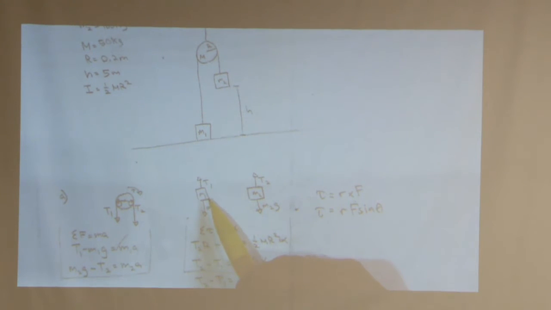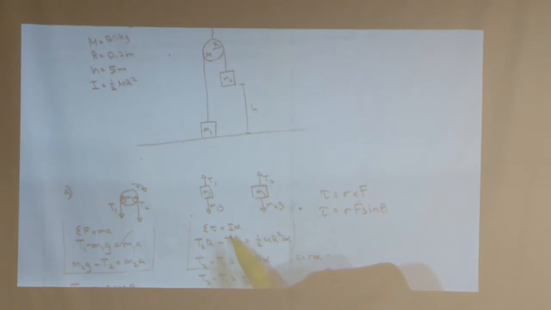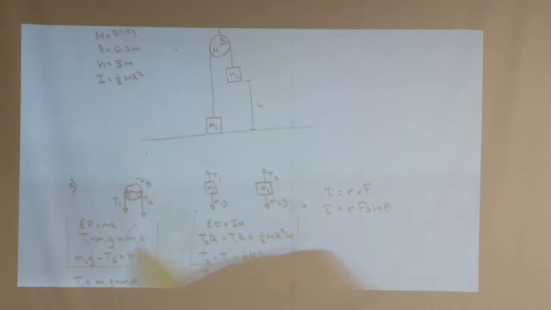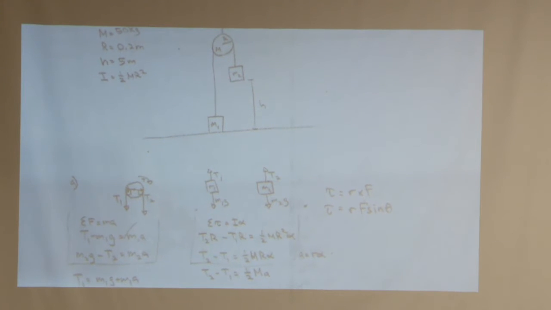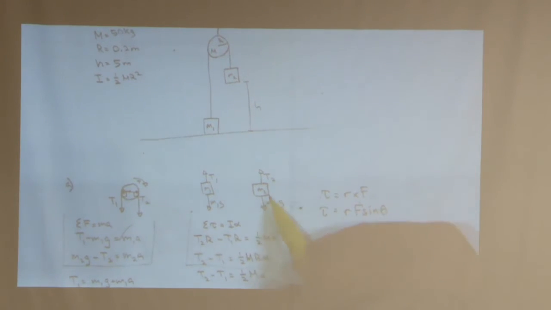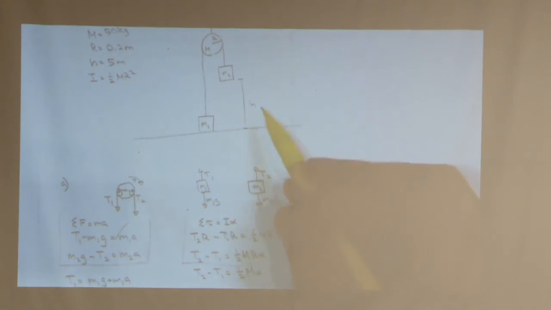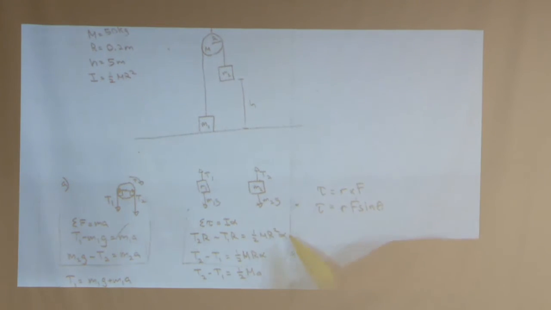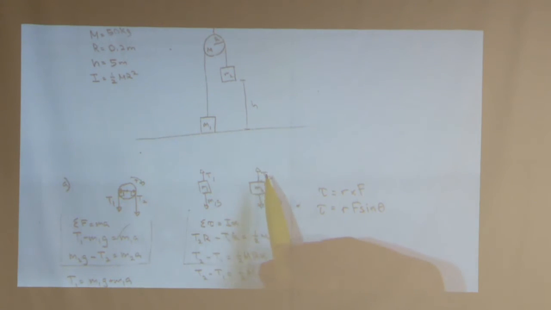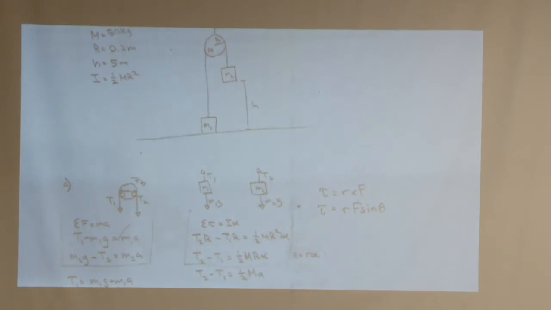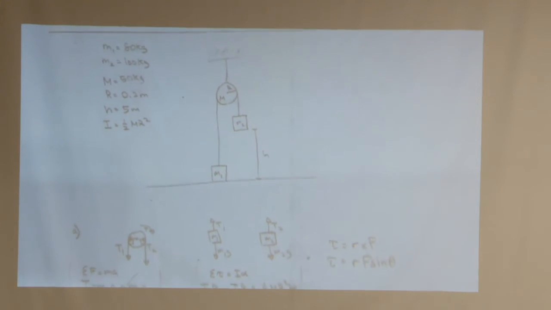So if we look at mass 1, we have T1 going up and M1G going down. So for M1, the positive direction is upward because that's where the mass is going to head. So T1 is positive, and then we have M1G is negative because it's pointed down. And then when we set it equal to mass times acceleration, we just got to make sure that the mass we use is the mass that we're doing our free body diagram on. All right. Now we can do the same thing with mass 2. It's going to be a little different because now for mass 2, down is the positive direction and up is the negative direction. So M2G is down, so that's going to be positive. And then tension 2 is up, so that's going to be negative. And then again, we make sure that we use the same mass for mass times acceleration that we did the free body diagram for. All right, so that's Newton's second law for linear motion.